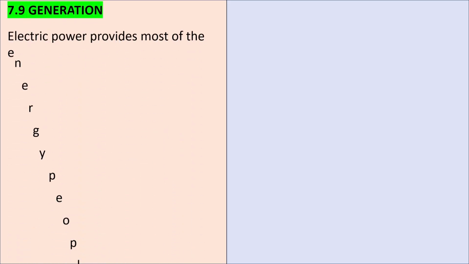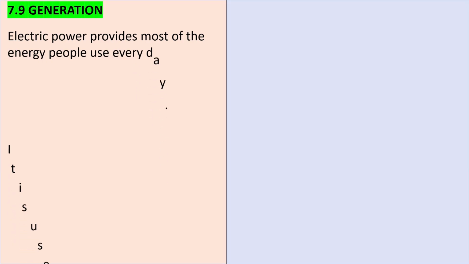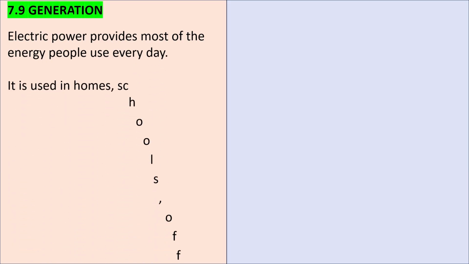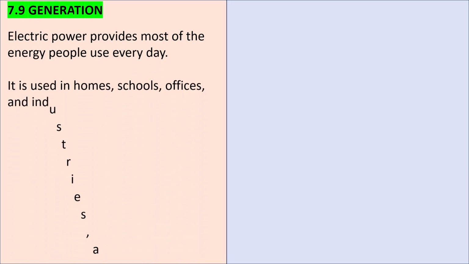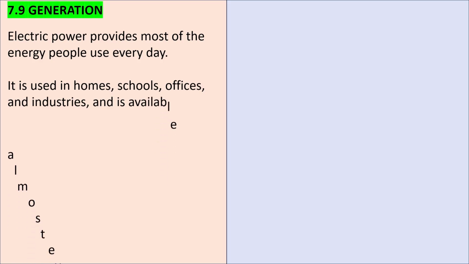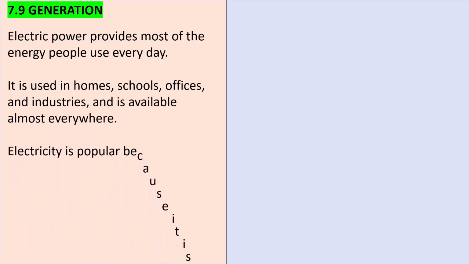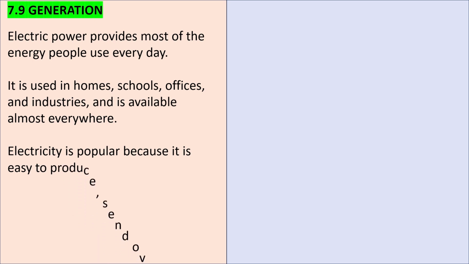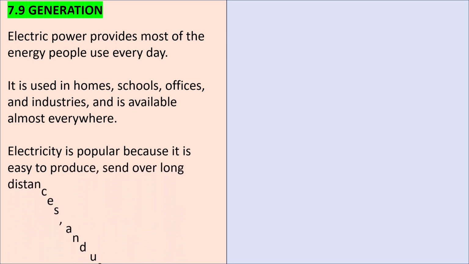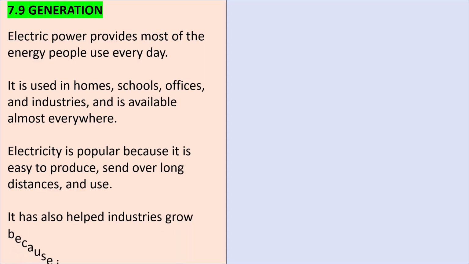Generation. Electric power provides most of the energy people use every day. It is used in homes, schools, offices, and industries, and is available almost everywhere. Electricity is popular because it is easy to produce, sends over long distances, and is easy to use. It has also helped industries to grow because it is reliable and fairly stable in cost.